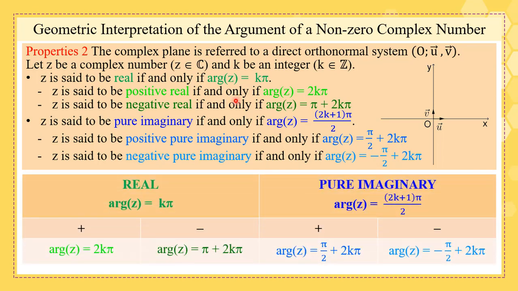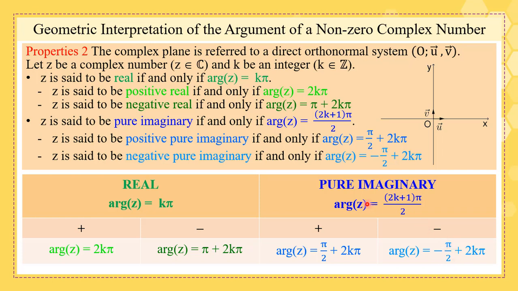Now these properties could be summarized by this table. Real number, the argument is k pi. Positive real, the argument is 2k pi. Negative real, the argument is pi plus 2k pi. Pure imaginary in general, the argument is (2k plus 1) pi over 2, odd pi over 2. Positive pure imaginary, the argument is pi over 2 plus 2k pi, and negative pure imaginary, the argument is negative pi over 2 plus 2k pi.